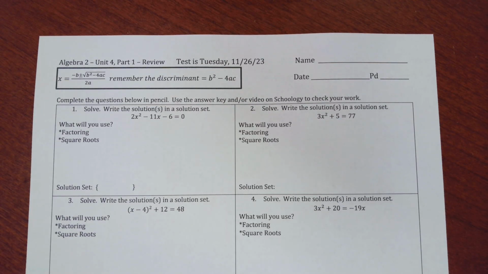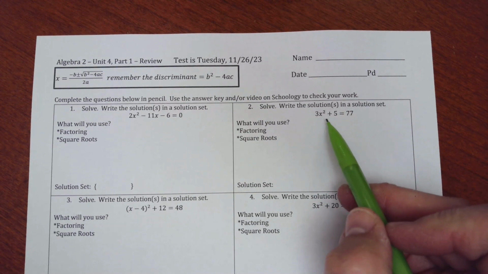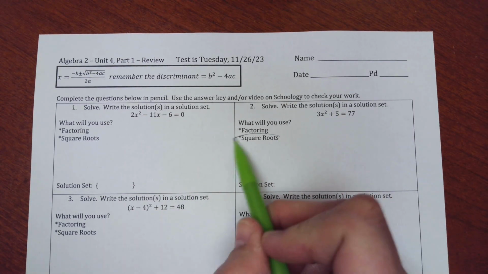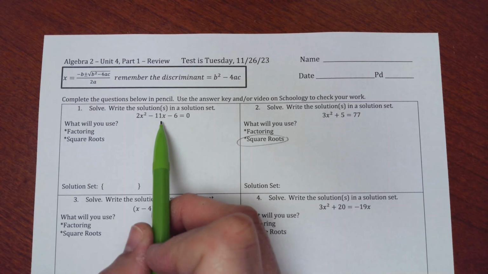All right, so this review sheet here, let's see. In the first problem, when you're deciding between factoring or square roots, what you want to look for is this. You see how this problem doesn't have a little x term like that? So that means you can do square roots, all right? This one has that x term.